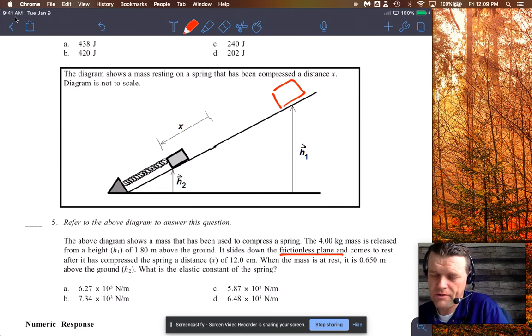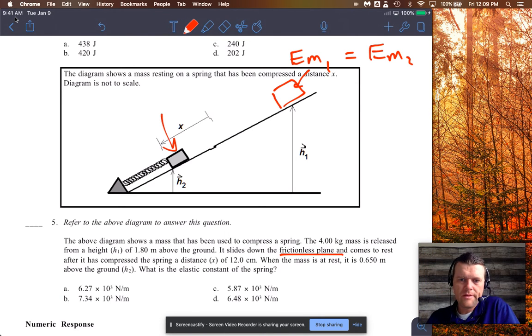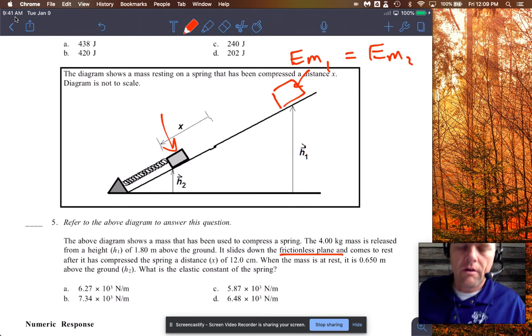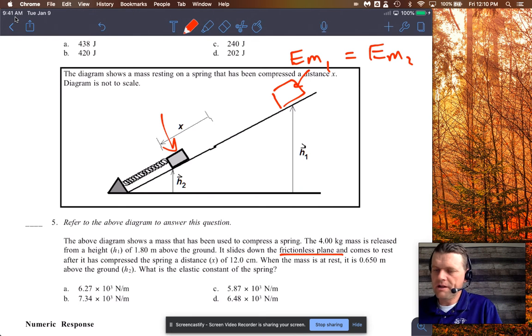So as soon as you know it's frictionless, we can say that EM1 is going to equal EM2. The total mechanical energy up here is going to equal the total energy right there. Now, all you have to do is carefully, when you're expanding this, identify what kinds of energy you have in each position. Ultimately, it is asking what's the elastic constant of the spring.